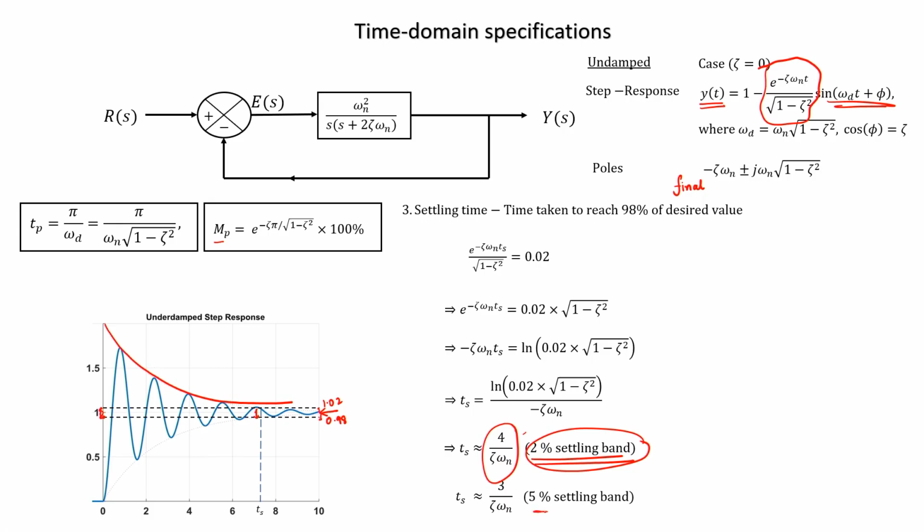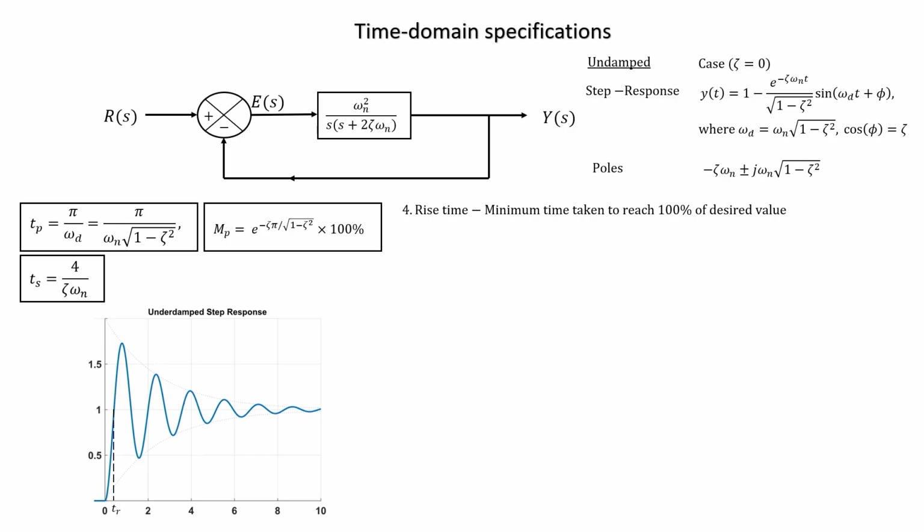Now, if someone goes for a 5% settling band and does the same calculation, it will come out to be 3 by zeta omega. I am not doing that calculation. So finally, for now we are just choosing the 2% settling band. So, if it is a 2% settling band, our settling time will come out to be 4 by zeta omega.